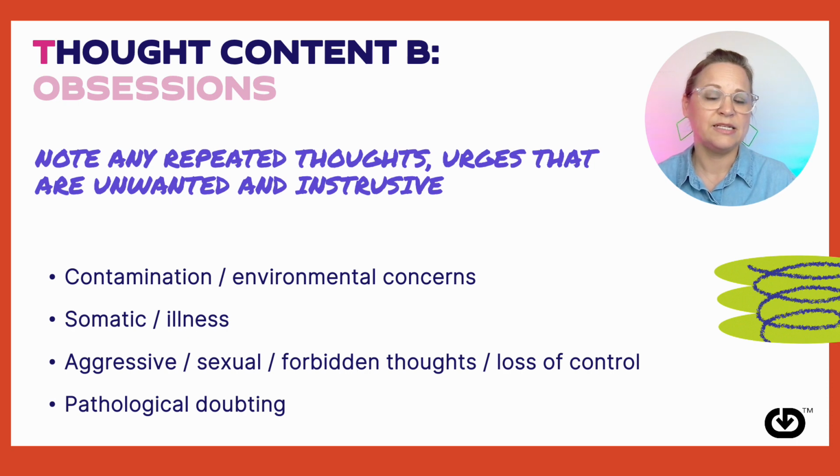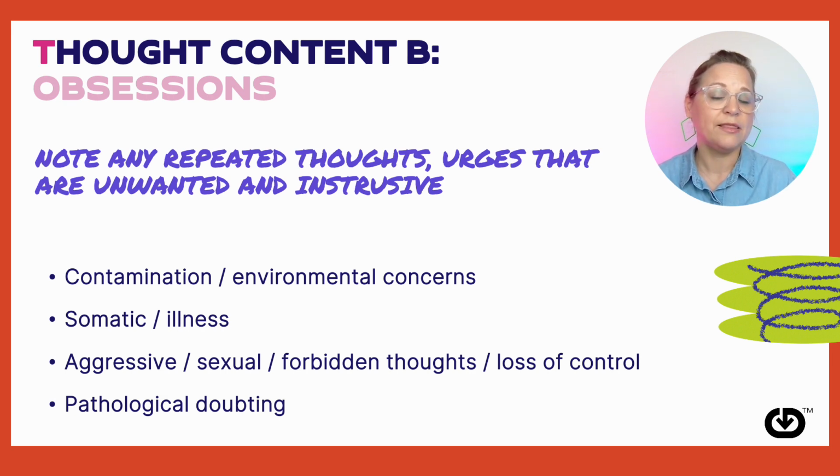The second thought content to assess is obsessions. Obsessions are any repeated thoughts or urges that are unwanted and intrusive. They can have obsessions about contamination, about whether things are clean or dirty, or environmental concerns, in terms of thinking things are toxic or that they're being exposed to things. They could have somatic obsessions, where they're obsessed with some kind of illness or worried about health. They can have aggressive, sexual, forbidden thoughts or loss of control obsessions.